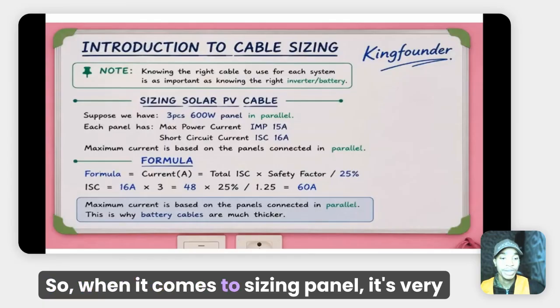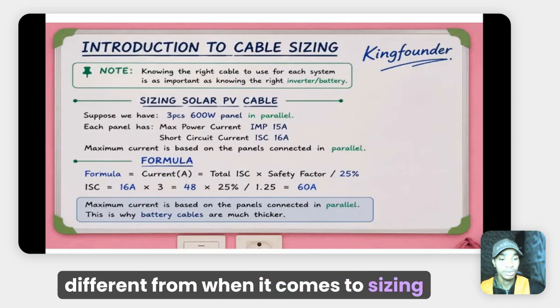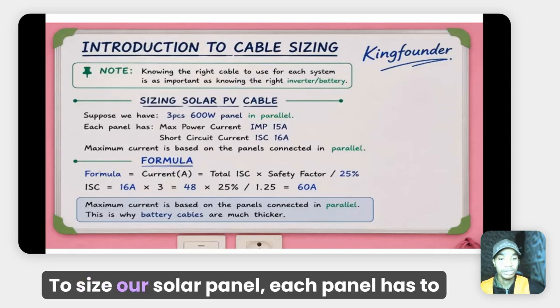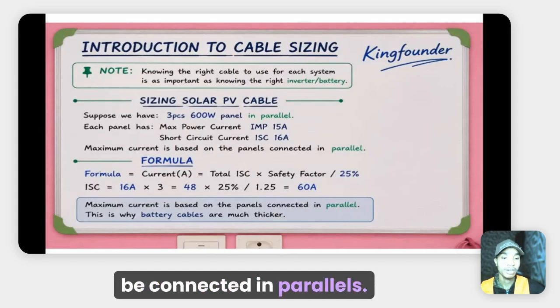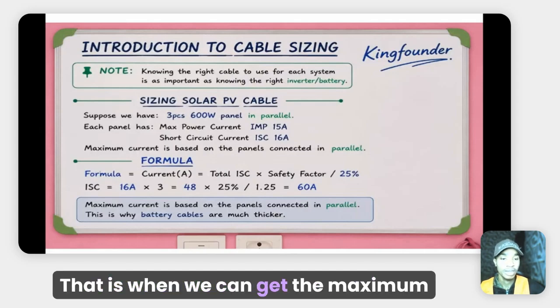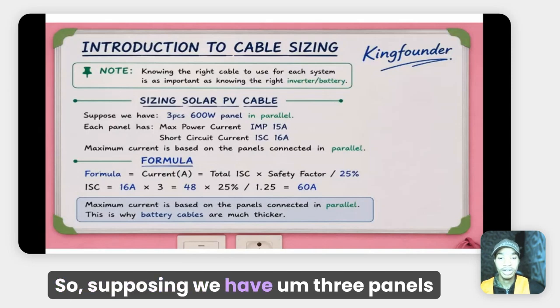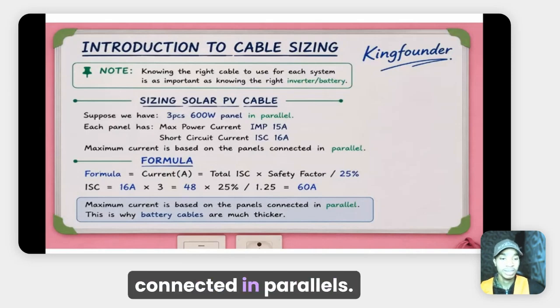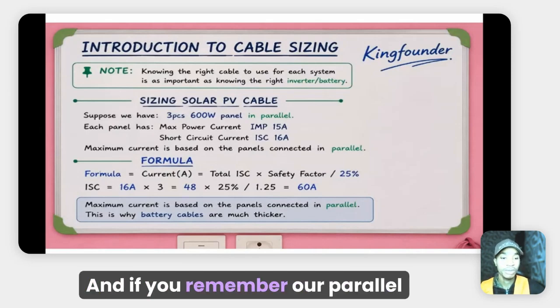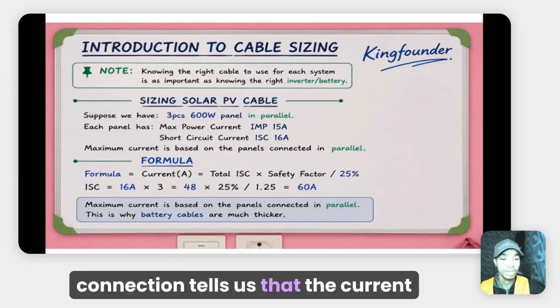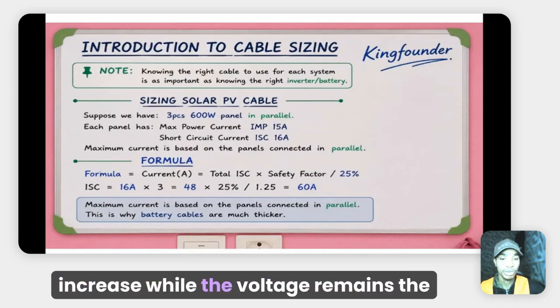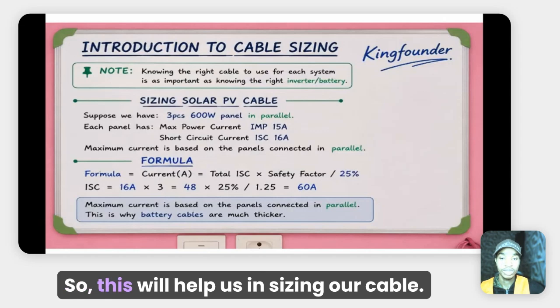So when it comes to sizing panel cables, it's way different from sizing inverter cables. To size our solar panel cable, each panel has to be connected in parallel. That is when we can get the maximum current of each panel. So supposing we have 3 panels connected in parallel, and if you remember, our parallel connection tells us that the current increases while the voltage remains the same. So this will help us in sizing our cable.